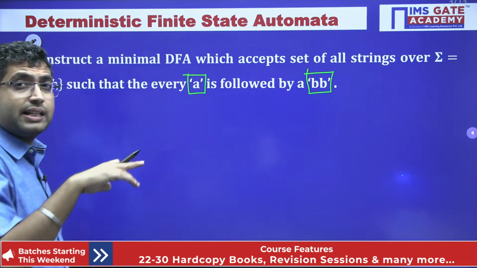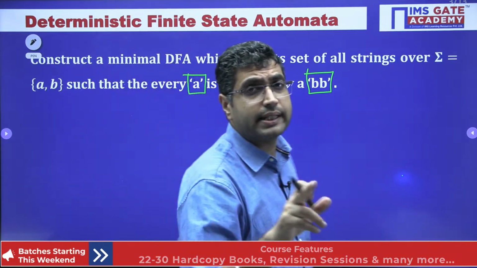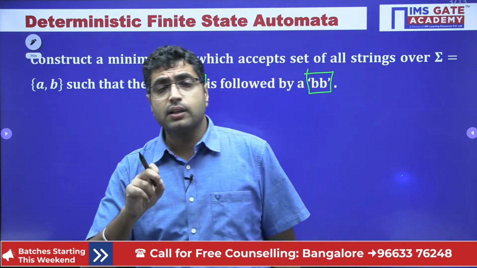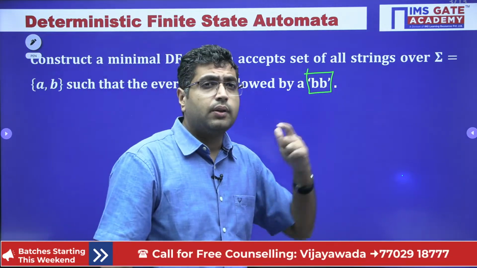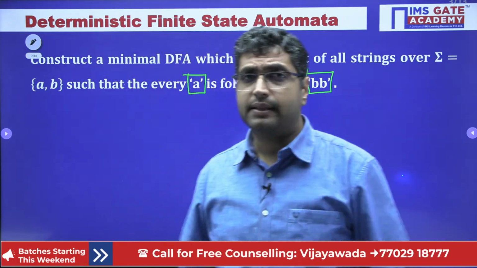Here every a is followed by a bb. Over there, what the example said, every a is not followed by a bb. Here every a is followed by a bb. You have to tell me the number of states as well as the final states in this DFA.